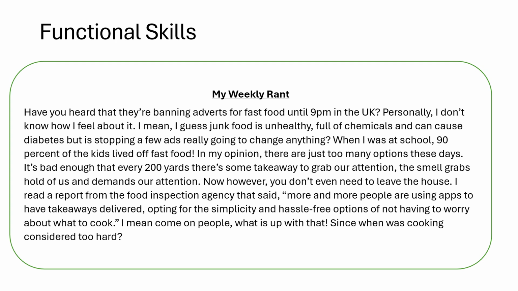Now, however, you don't even need to leave the house. I read a report from the Food Inspection Agency that said more and more people are using apps to have takeaways delivered, opting for the simplicity and hassle-free options of not having to worry about what to cook. I mean, come on people, what is up with that? Since when was cooking considered too hard?